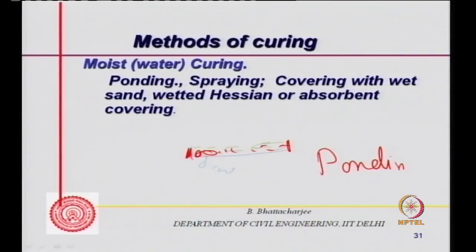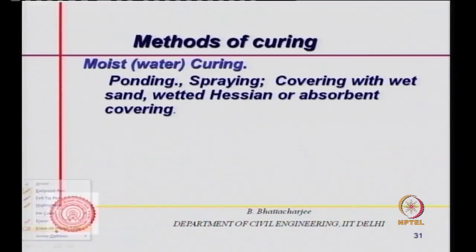So, instead of ponding, what you can do is put sand particles here, and this has to be maintained wet. Or you put wet hessian cloths or absorbent covering. This could be for slab or for columns also. For example, if it is a column, you can put wet hessian cloths, which will remain wet all the time. So you keep it wet with some kind of absorbent cover. This is how moist curing is done.